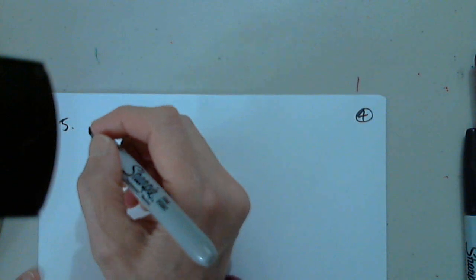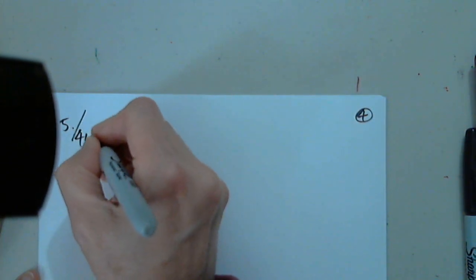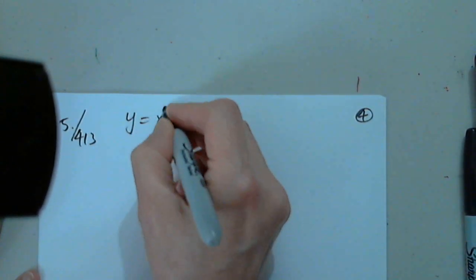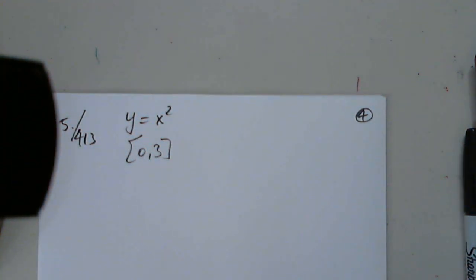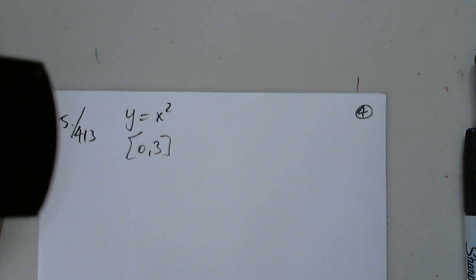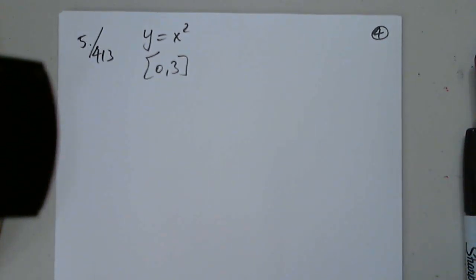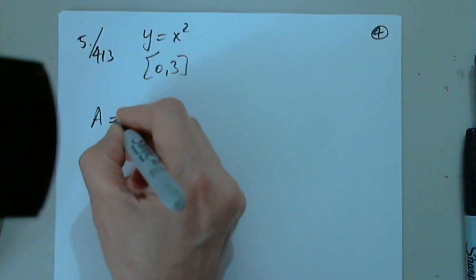4. Let's copy number 5. Keep an eye on what I copy. So 5 on page 413. We said y equals x squared, and this time the interval is 0 to 3. Good. We just had that function, but that's fine. In order to find the area, we will write what?